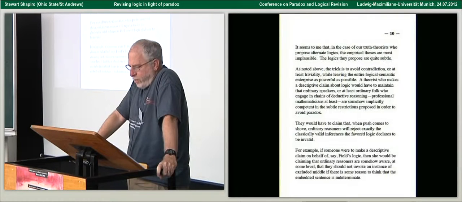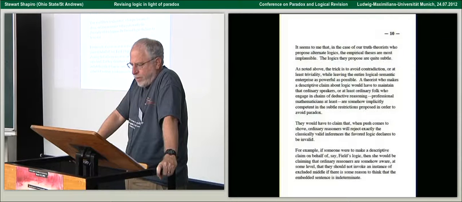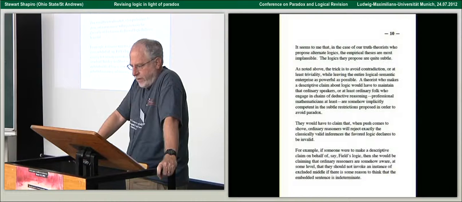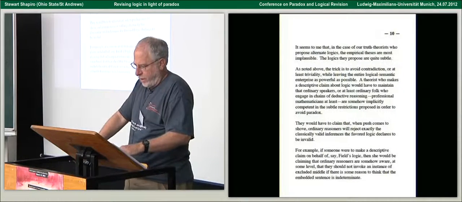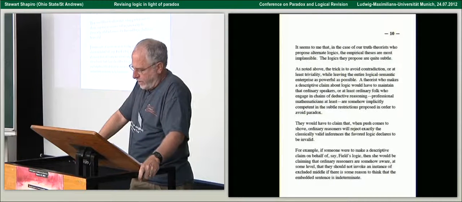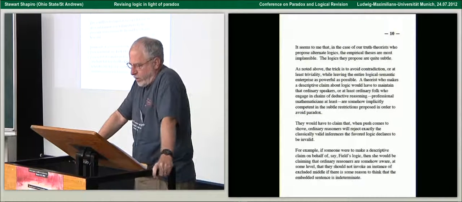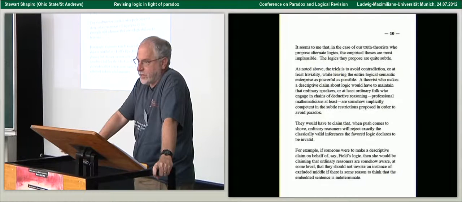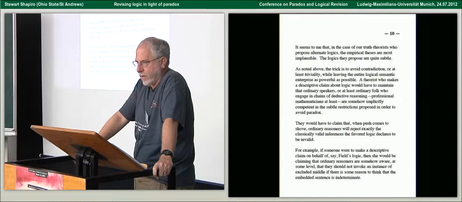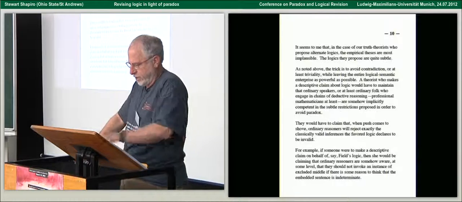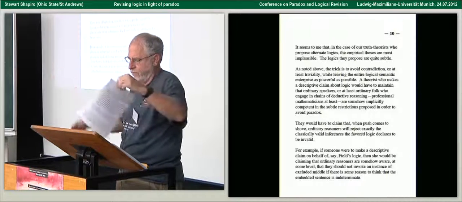They'd have to claim that when push comes to shove, ordinary reasoners will reject exactly the classically valid inferences that the favored logic declares to be invalid. For example, if someone were to make a descriptive claim on behalf of Field's logic, then she'd be claiming that ordinary reasoners are somehow aware at some level, tacitly aware, that they should not invoke an instance of excluded middle if there's some reason to think that the embedded sentence is indeterminate, in Field's technical sense. And similarly for the others.